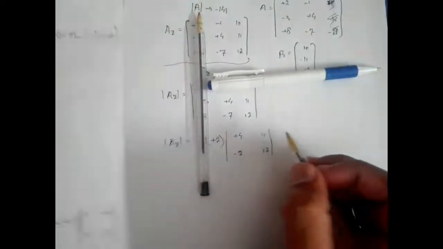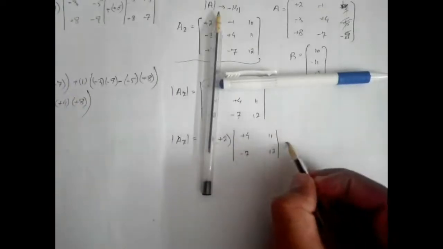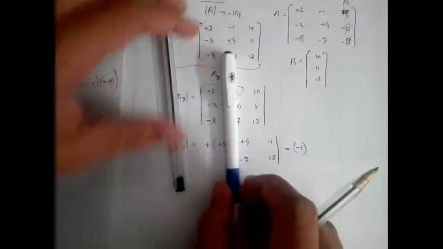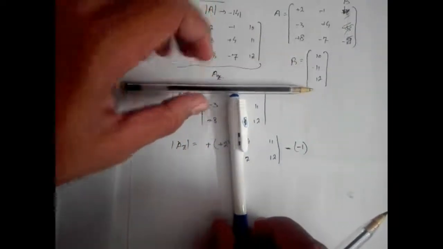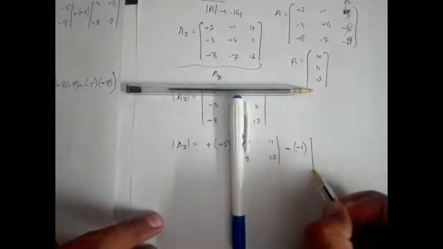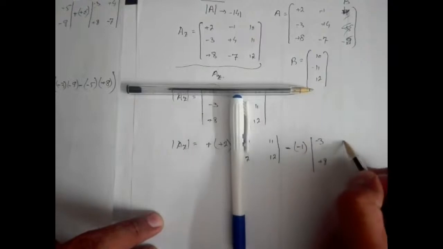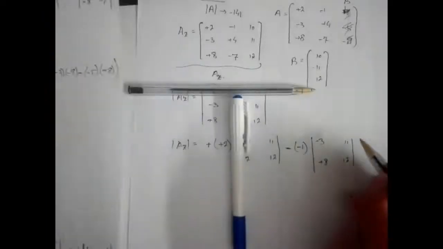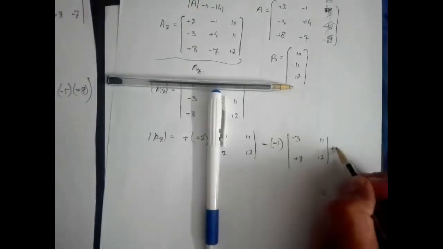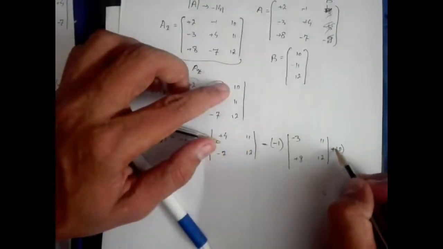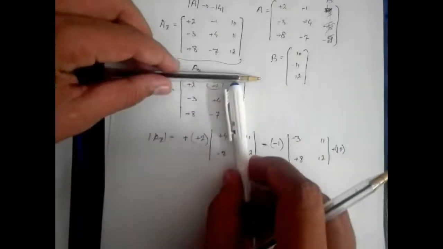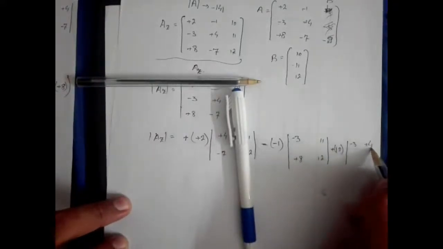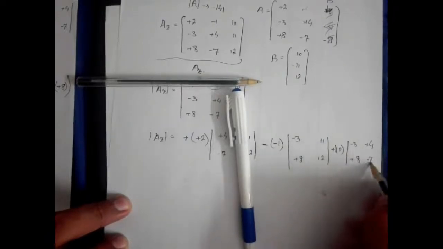Now after that I have the sign minus, so I put the minus sign, and we have this value, so it will be minus 1. Now I take these values: minus 3, plus 8, 11, 12. After that I have the plus sign, so here I put plus, and here we have 10. For 10 I use this matrix: minus 3, plus 4, plus 8, minus 7.